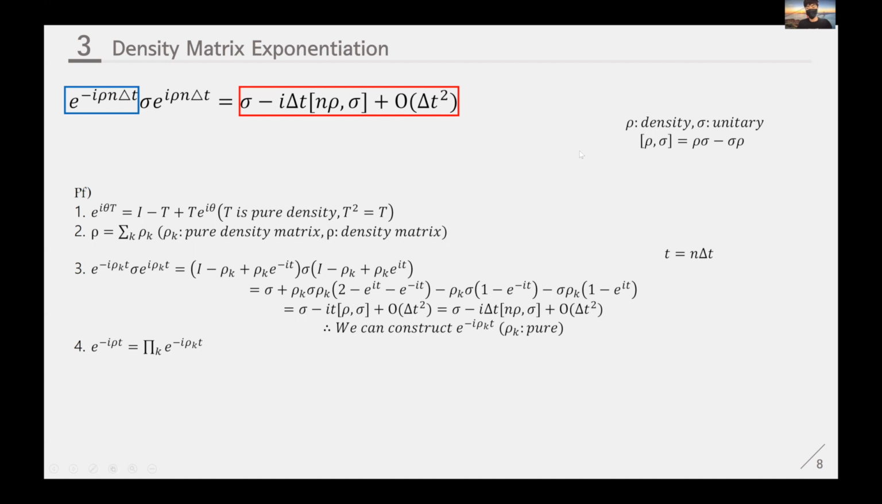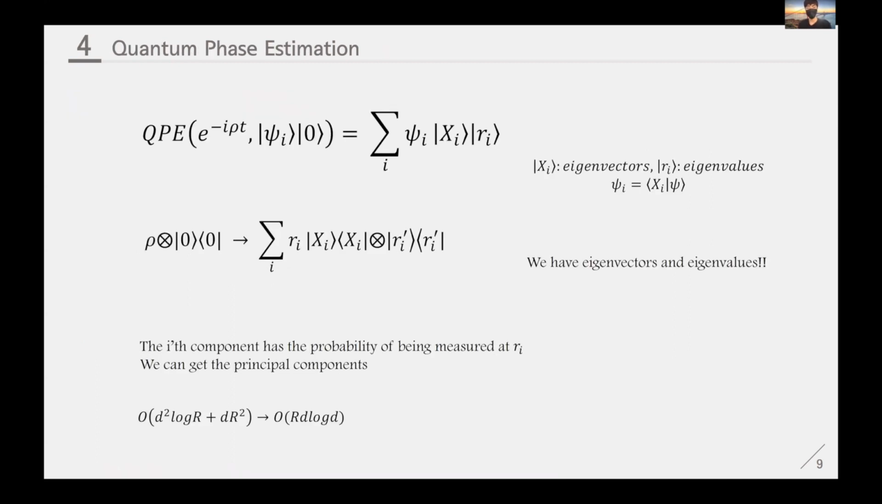Since rho is a density matrix and sigma is an arbitrary unitary matrix, we can conclude that we can implement the expression in the blue box. So this means that we can exponentiate the density matrix as we want. So finally, we can use the quantum phase estimation because we have a unitary matrix that is an exponentiation of a density matrix.